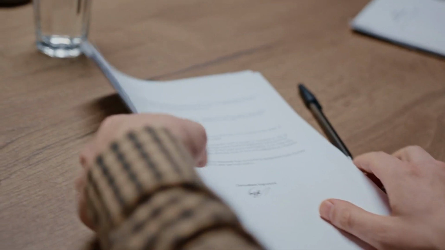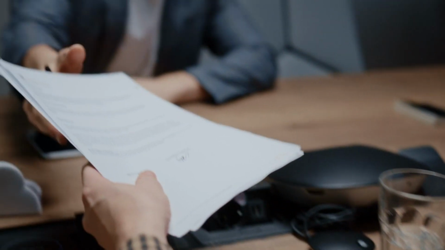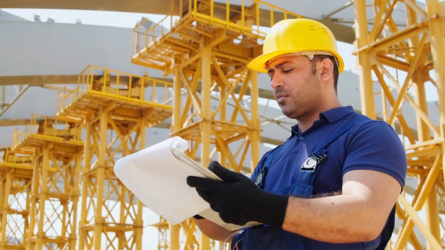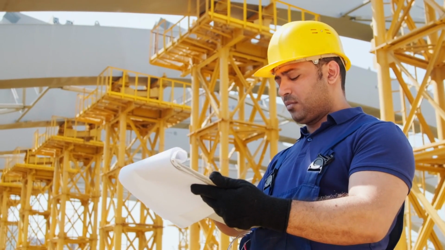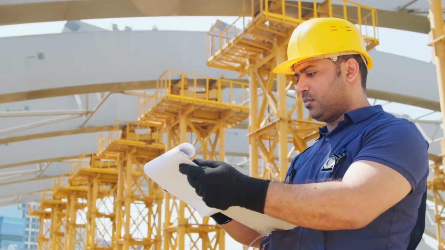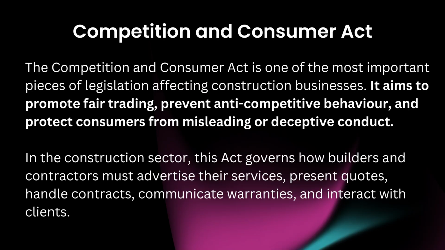To remain compliant, businesses must maintain systems that monitor updates from government bodies, industry associations, standards committees, and regulatory authorities. This ensures that day-to-day operations reflect current legal obligations and that the business remains aligned with industry requirements at all times.